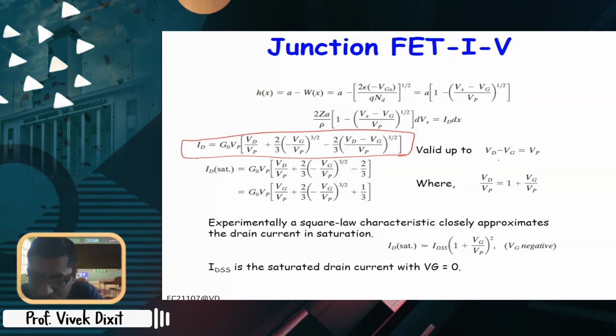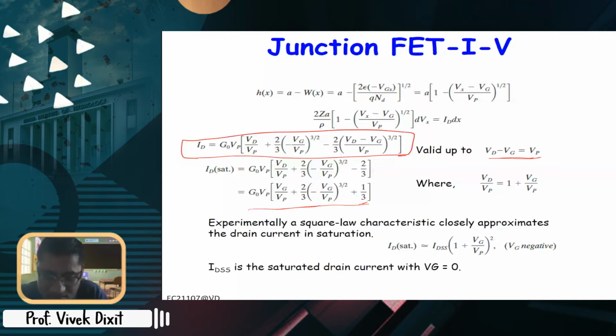So at pinch off, your Vd minus Vg equal to Vp, and if you substitute it here, this Vd by Vp, this Vg can be written as, this is Vg. Vd can be written as Vg plus Vp, right? So Vg by Vp plus 1, and then this Vd equal to Vp, Vd minus Vg equal to Vp. This will be 1, right? So 2 by 3. So 1 minus 2 by 3 will be 1 by 3, and then this is Vg by Vp. So you will get a simplified expression like this. But this is for saturation current.